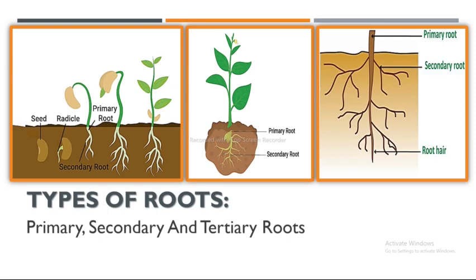In the next figure, you can see clearly the embryonal root or radicle of the plant becomes the primary root, and this primary root again branches off to produce the secondary root. In the third figure, you can also see clearly that the primary root or main root of the plant branches off to produce the secondary root, and this is the root here as shown in the figure.